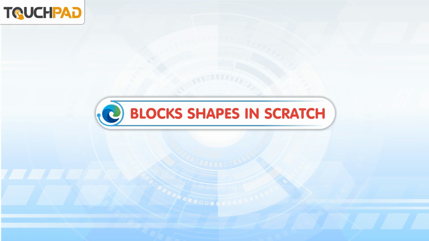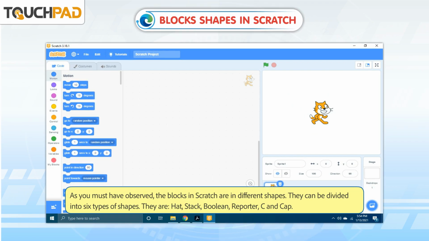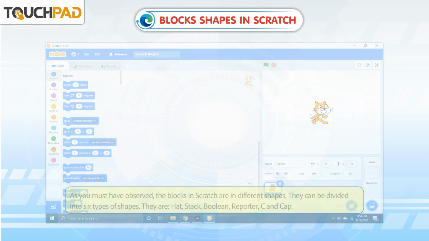Block shapes in Scratch. As you must have observed, the blocks in Scratch are in different shapes. They can be divided into 6 types of shapes. They are hat, stack, boolean, reporter, C, and cap.